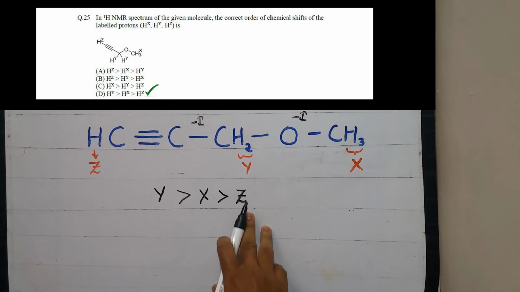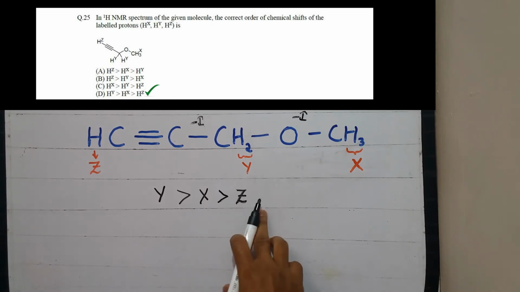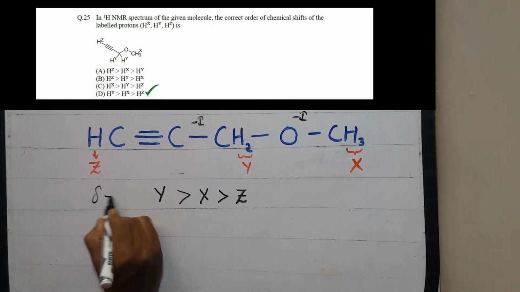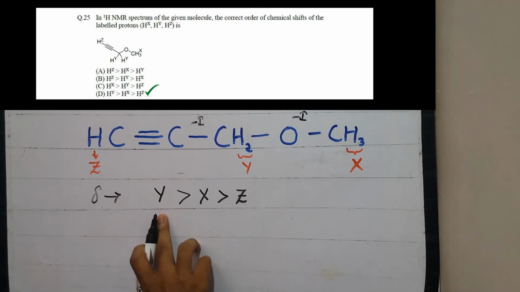As Z has more electron density, it's more shielded. Hence the chemical shift delta value for Z is least and for Y it would be greatest.